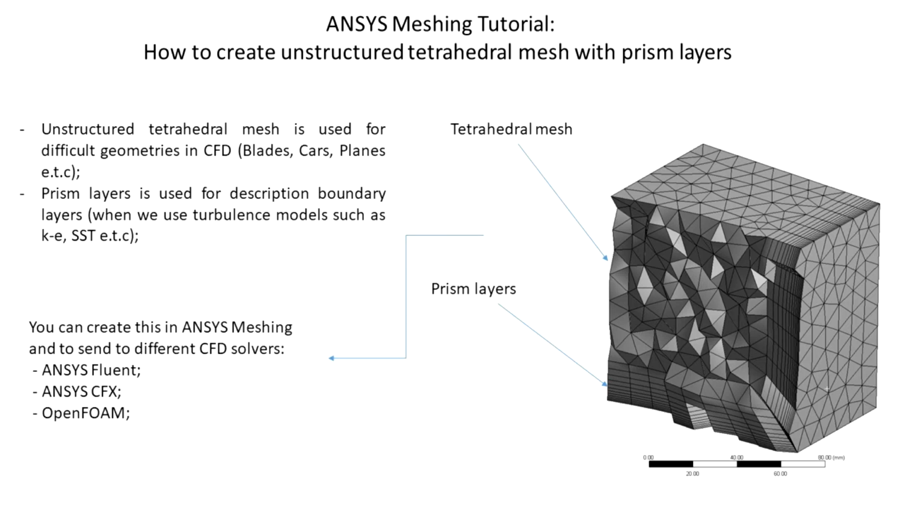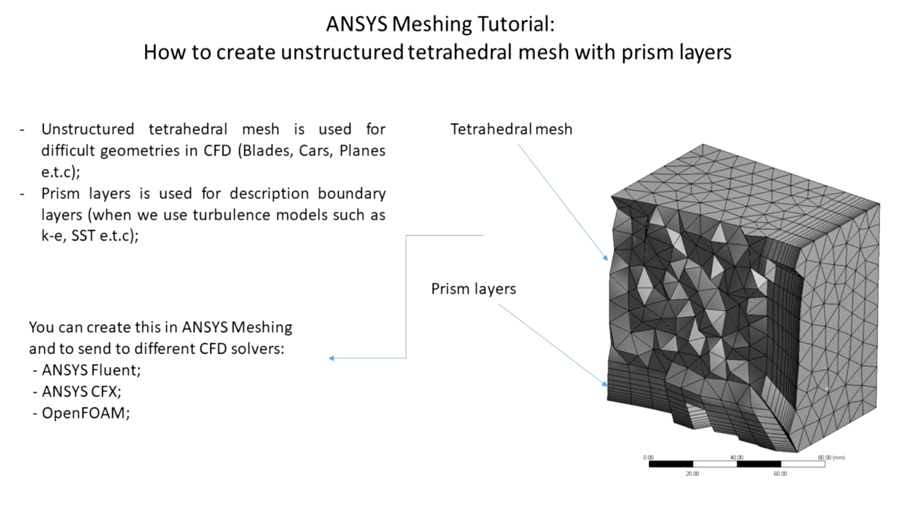Hello guys, in this video tutorial I will show you how to create unstructured tetrahedral mesh with prism layers in ANSYS Meshing. In this picture you can see an example of tetrahedral mesh with prism layers. Basically, unstructured mesh is used for difficult geometry such as blades of turbomachinery or for simulation of aerodynamics of a car, plants, etc. Prism layers are added to tetrahedral mesh for description of boundary layers.